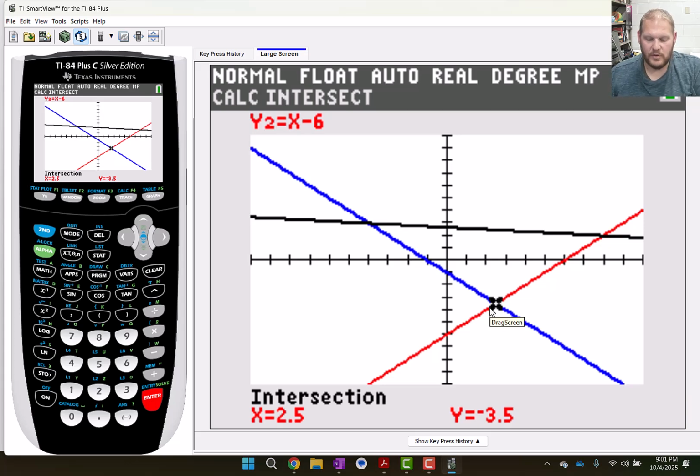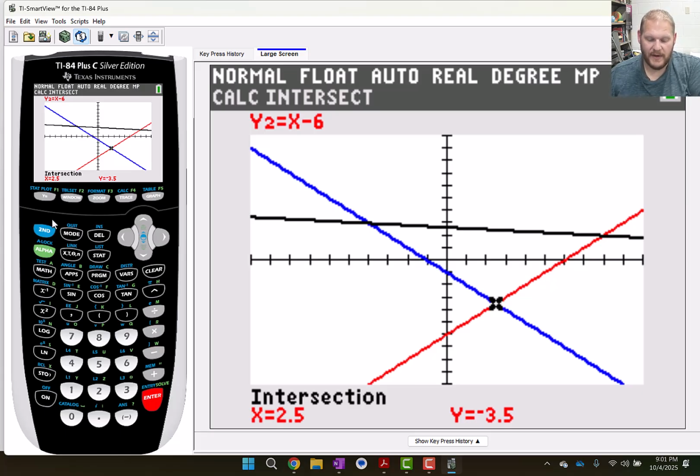So you can see where my little cursor went on my screen: 2.5 comma negative 3.5 is the intersection between those two equations. Now, what I had meant to do, just because I clicked too quickly, I'm going to do the same thing over again. But I'm going to remember that positive 2.5 and negative 3.5 is one of my intersections, right? That'll be one of my solutions.